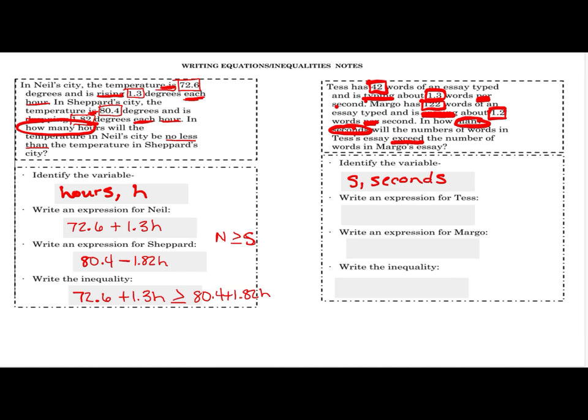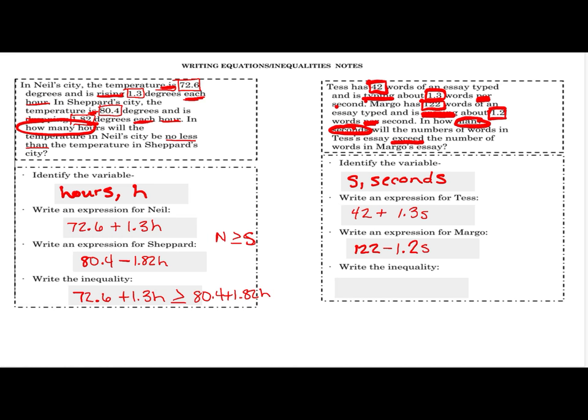So let's write one for Tess. Tess has 42 words. She is typing, which means adding 1.3 words per second. And let's do Margot. Margot has 122 words and is erasing. Erasing is subtracting 1.2 words per second.